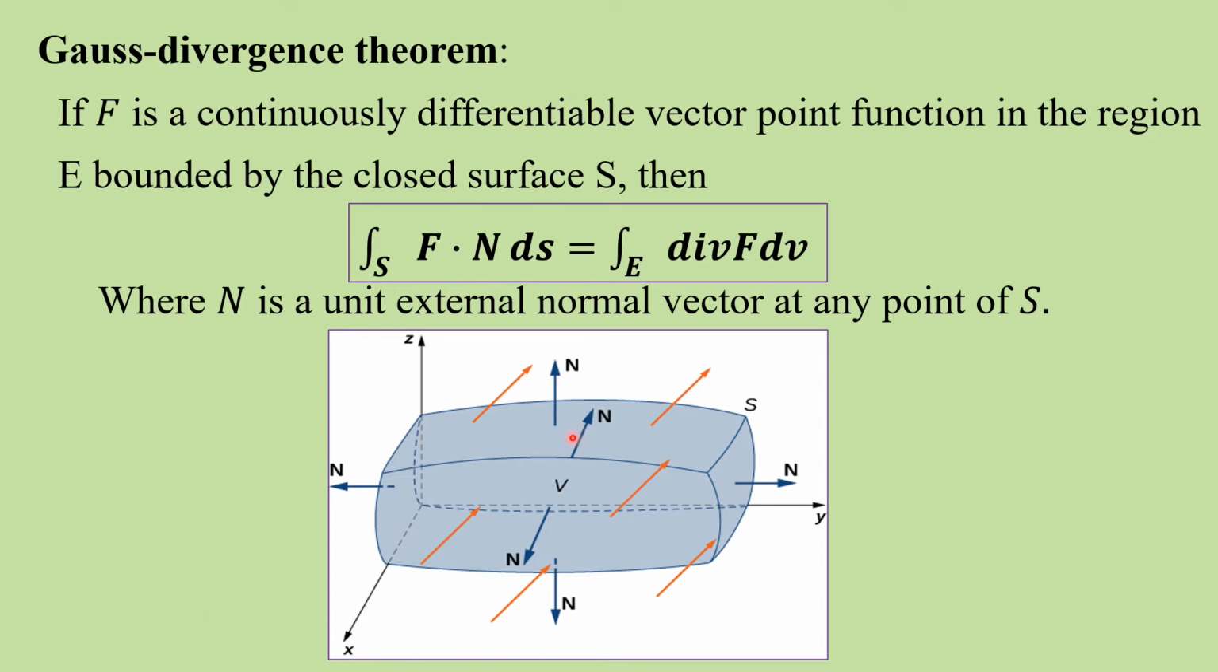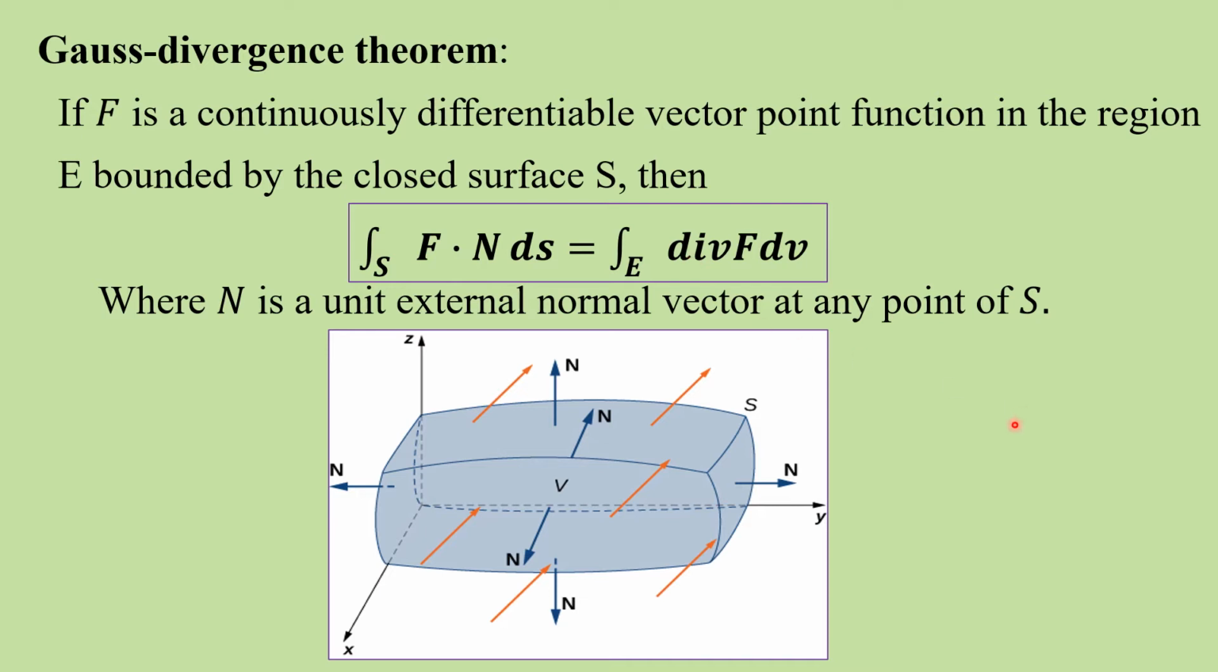What exactly does the Gauss divergence theorem do? The role of the Gauss divergence theorem is that the normal surface integral of a vector point function f over the boundary of a closed region is equal to the volume integral of divergence of f taken throughout the region.